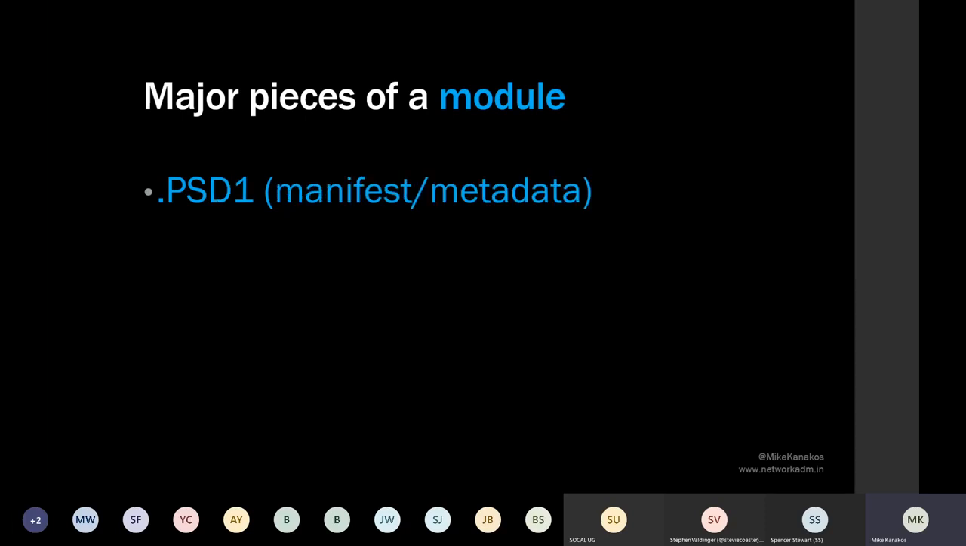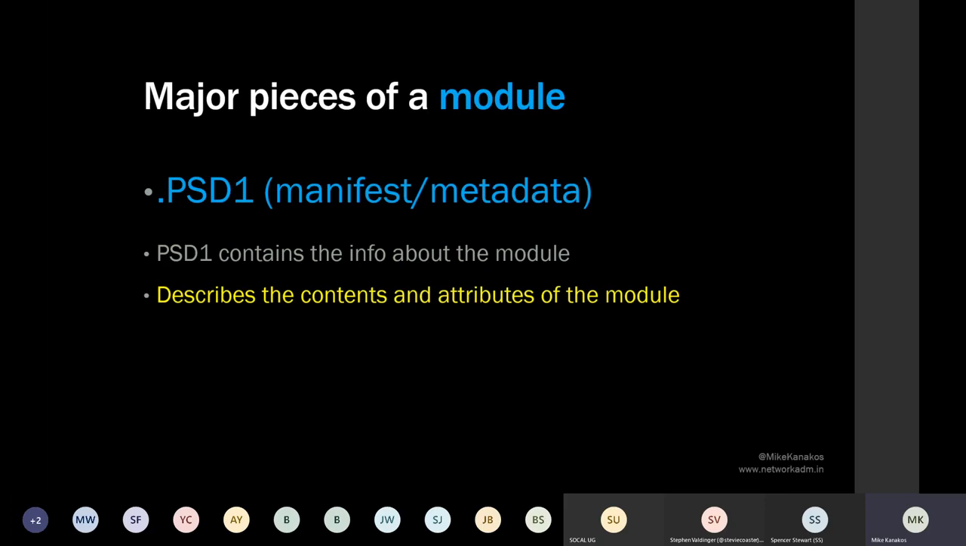So talking about the PSD1 for a second here, I mentioned that that's a manifest, and that's the data about the module, right? If I make a module and have a certain amount of code that goes into it, that's great. But what if I want to know about the module itself? The PSD1 is where that information comes from, and it's going to describe the contents and attributes of a module. So it's going to contain things like the module name, the version, the author, and GUID, along with a lot of other information that you can choose to include.